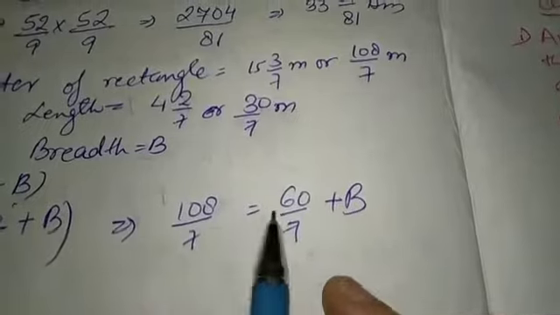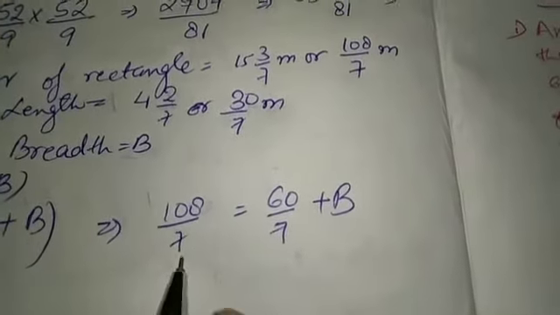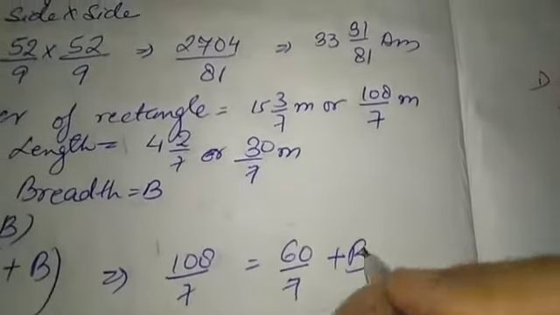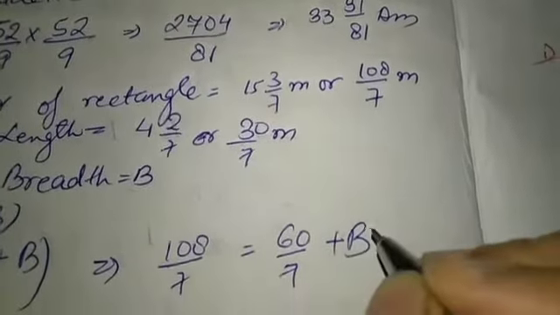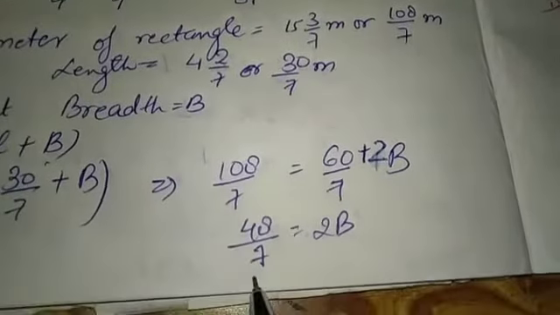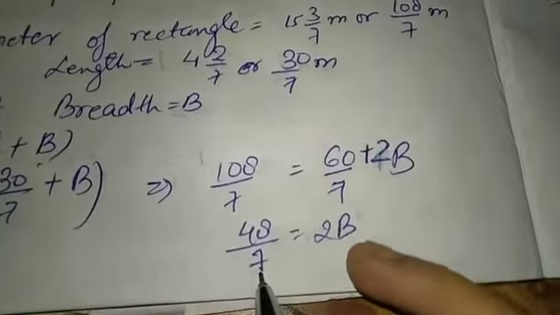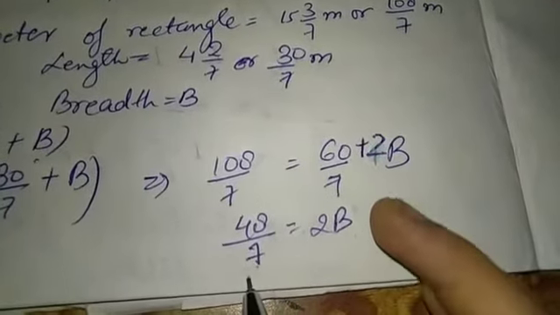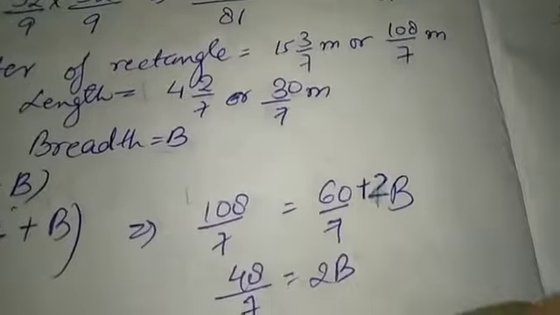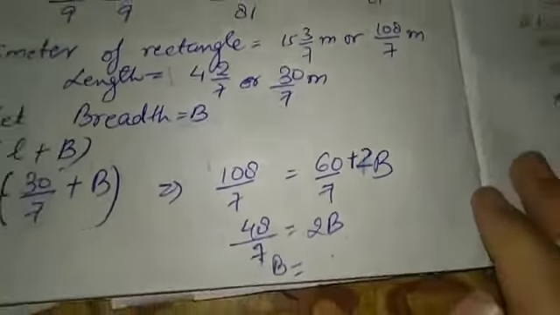Taking this 60/7 on this side, it will be subtracted from 108. In turn you will get 48. इन दोनों को सब्ट्रैक्ट किया, you get 48/7 is equals to 2b. The value of b will be found out by dividing this value with 2. Okay, now you will try to find the value of breadth.